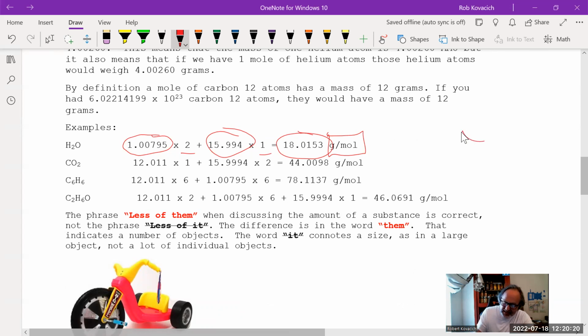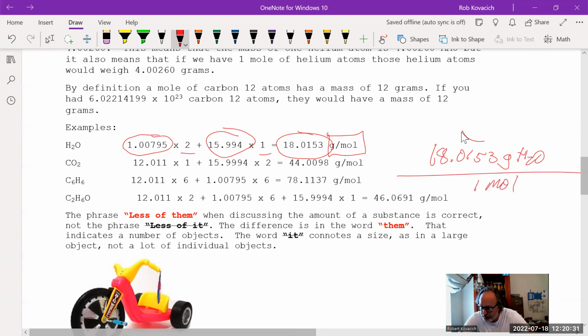But the caveat is, I'll have 18.0153 grams of water molecules if I have 1 mole of water molecules. So if I've got 6.02 times 10 to the 23rd water molecules, I've got this 18 grams of water. That's the super awesome abbreviation for mole. You just drop the E. I don't know why there's not a better abbreviation for mole, but that's all it is.